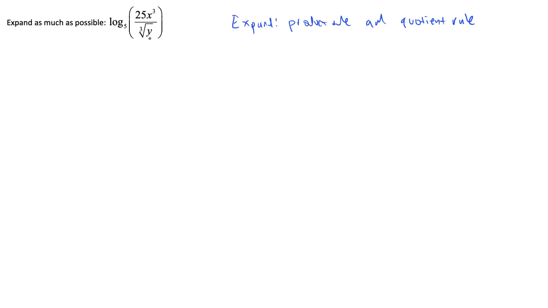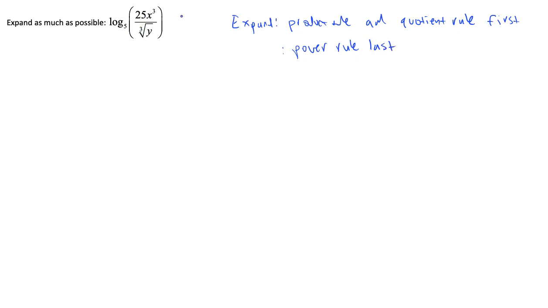In this case, three of them, because there are three different terms in the argument. So when we expand, we're going to use the product rule and the quotient rule first, and then make sure we use the power rule last. So let's take a look.